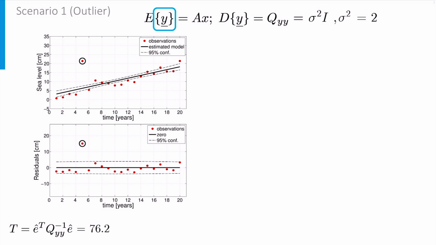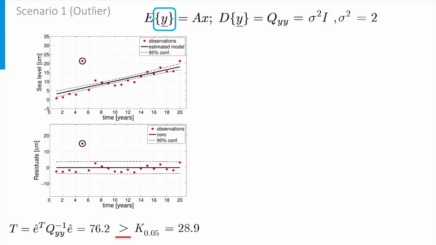The overall model test statistic is computed as 76.2 in this case. The threshold can be computed from the chi-square distribution with degrees of freedom m-n, or 18 in this case. We have 20 observations and 2 unknowns of the line model, so 20 minus 2 equals 18 degrees of freedom. I chose the level of significance as 0.05 or 5%, resulting in the threshold of 28.9. We can see that the test statistic is larger than the threshold, and so the test is rejected.